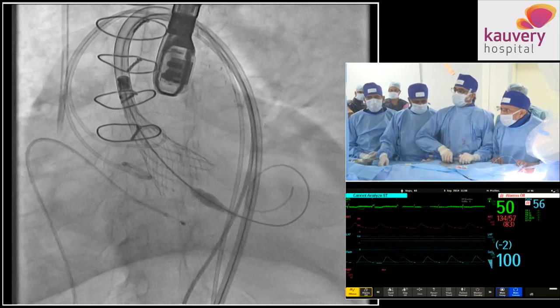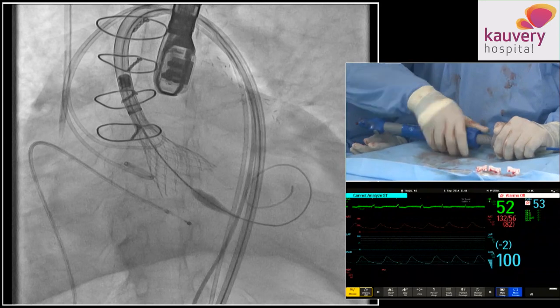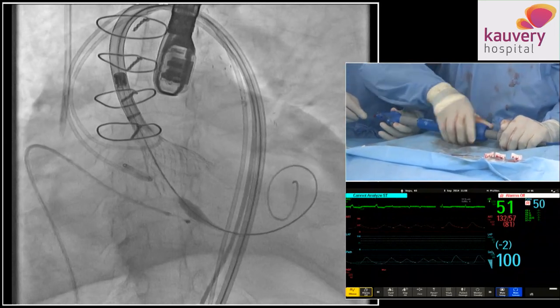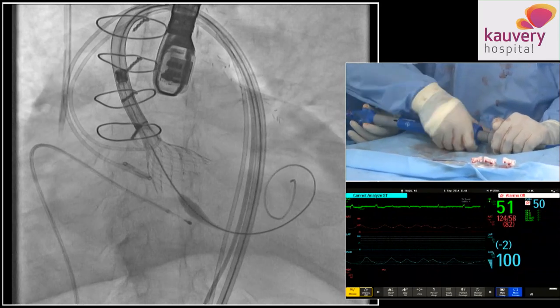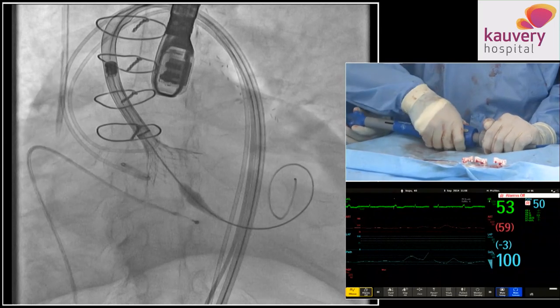Okay, I'm going to recapture again, because there's so much tension. I'd like the tension to come off. So push the wire a little bit. If you push the wire, it's easier to get it, instead of pulling the catheter. That's a better way to get it.